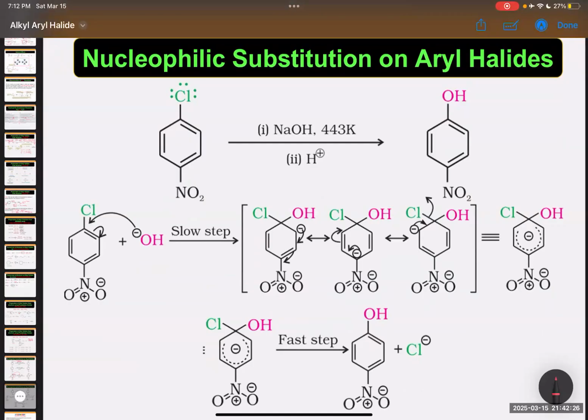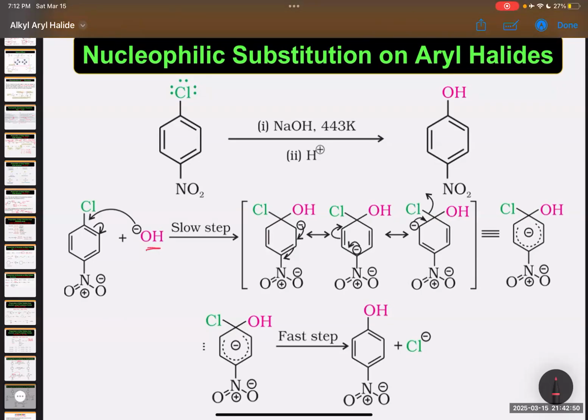First of all, SN2 can't happen here because the Cl can't come out directly with an OH being connected simultaneously. That can't happen because you have the pi electron cloud of the benzene ring, which is stopping the OH minus from coming and displacing Cl minus directly. So what happens over here is, as you can see, the OH minus first comes in, it pushes the pi bond and gets attached. This is going to be a very difficult, slow step, because the ring is aromatic and you are displacing the negative charge.